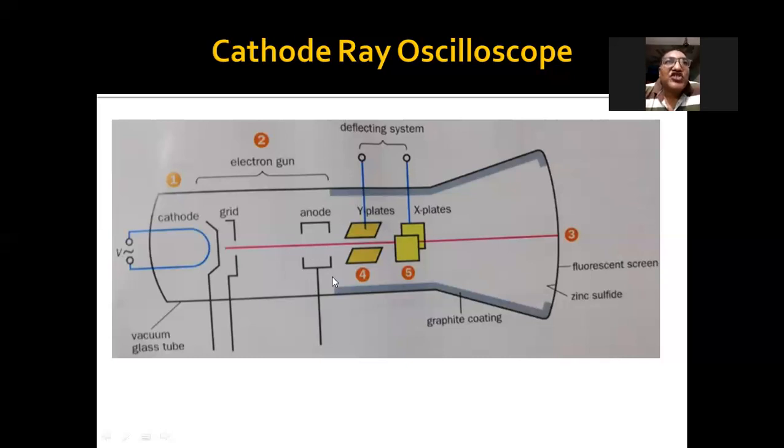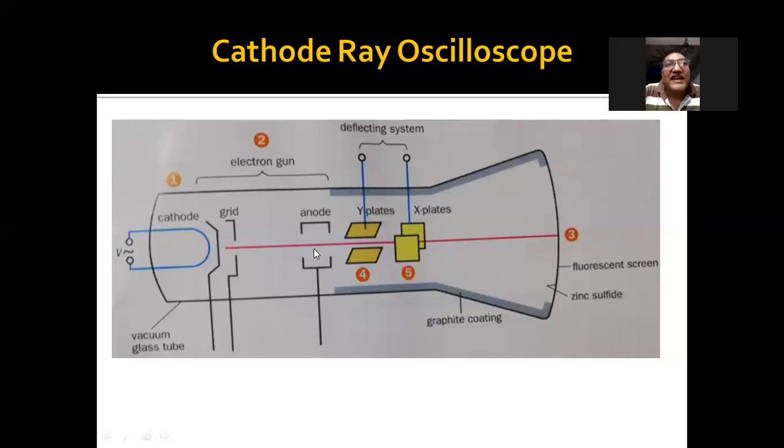This portion of the CRO is called the electron gun. Inside this glass tube, we have a vacuum, or you can say very low gas pressure. And why do we create a vacuum?